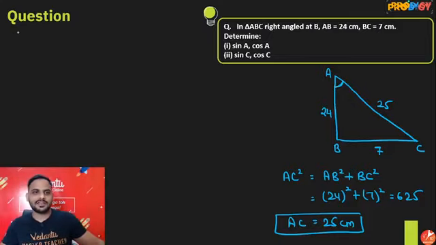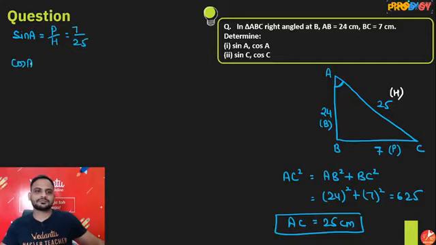Sin A. For this A, I can say this side is going to be the perpendicular and this side is going to be the base. Perpendicular is opposite, base is adjacent. Hypotenuse is fixed. There is no difference with the hypotenuse. So sin A is going to be perpendicular upon hypotenuse, P by H, which is equal to 7 upon 25.